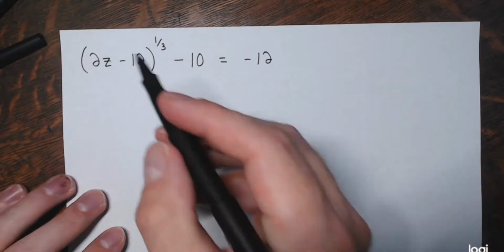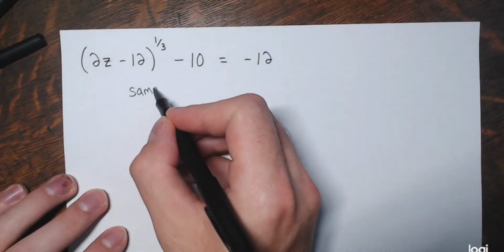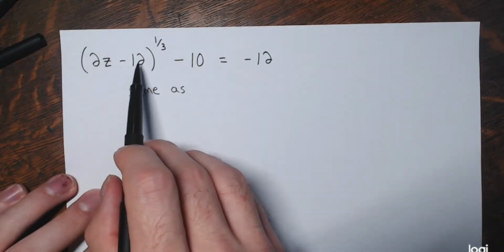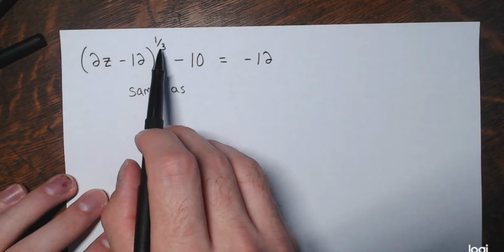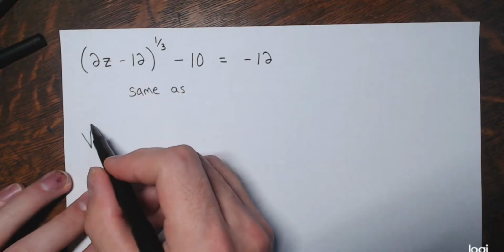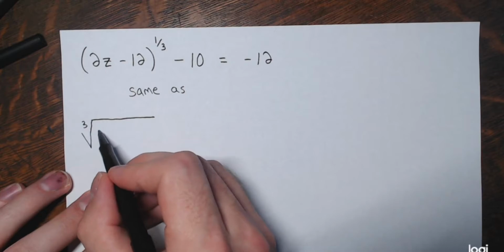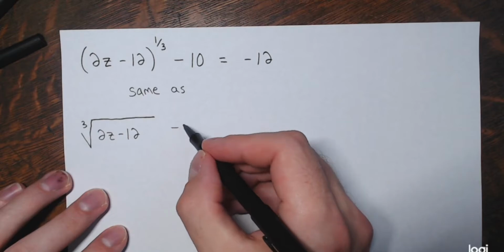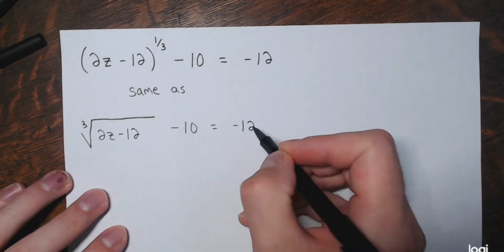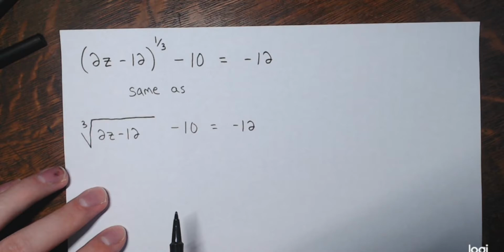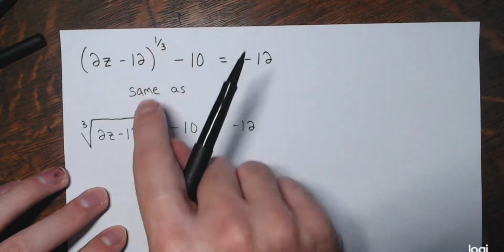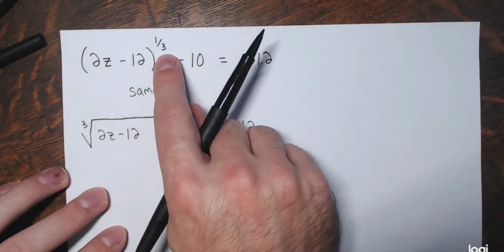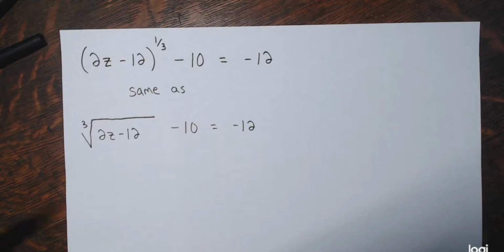So hopefully remember that this is the same thing as the following. I've got 2z minus 12 to the 1/3 power. That was the same thing as the cube root of 2z minus 12. And then you have minus 10, equals negative 12. Hopefully you remember that. Now you don't have to change to radical form. You don't have to do this. You can keep things with the fraction powers. But it's the same thing as before.